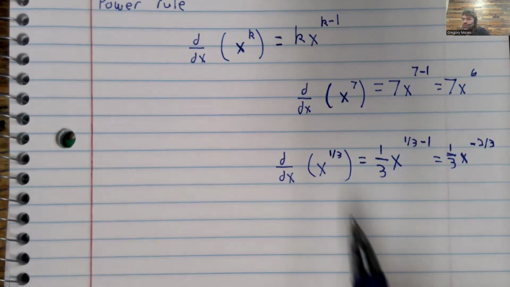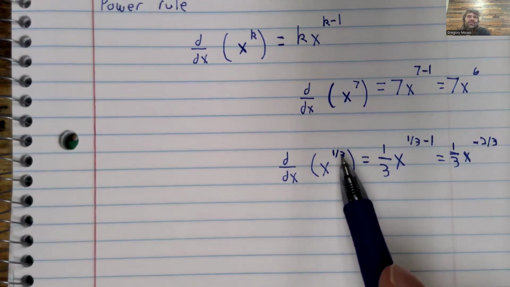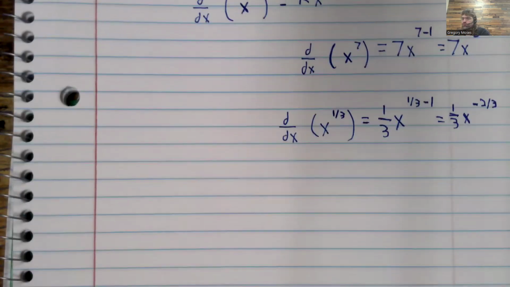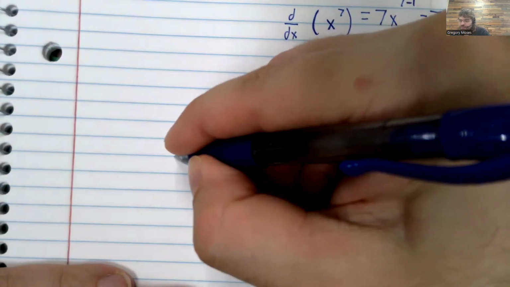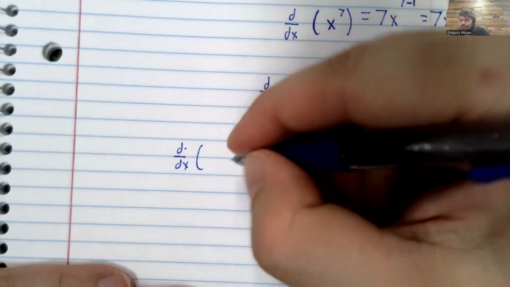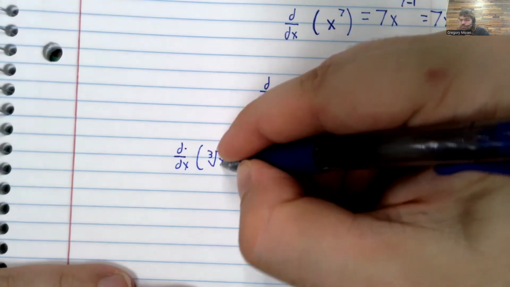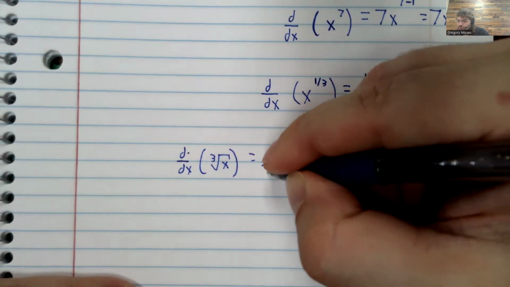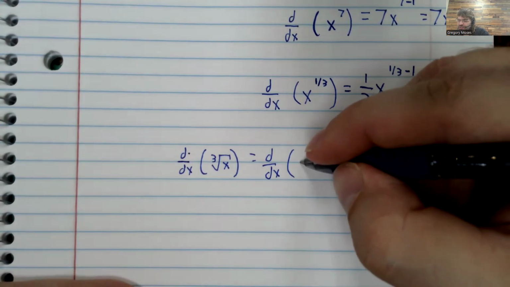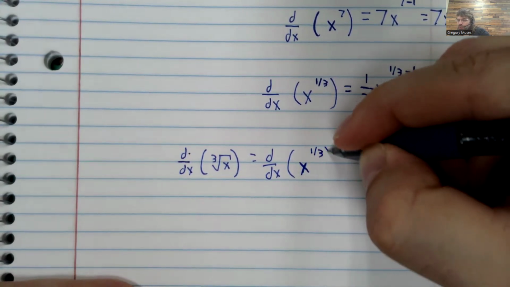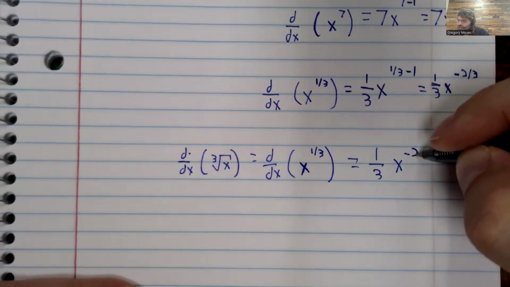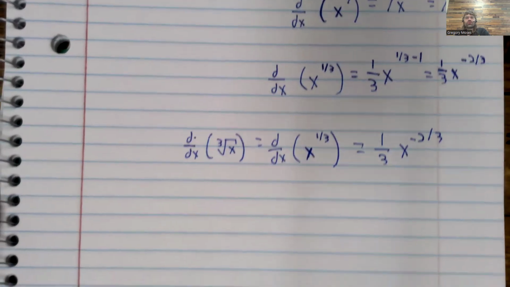A few special cases of this. This is actually sort of a special case because fractional powers of the form 1 divided by n are roots. That is, the derivative of the cube root. We can take this using the power rule, because the cube root is precisely the 1/3 power. And we already did this: 1/3 x to the negative 2/3 power.